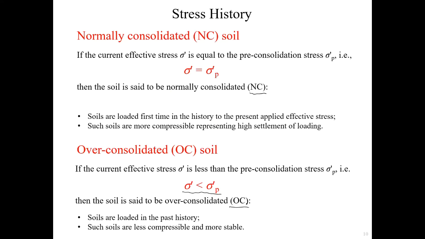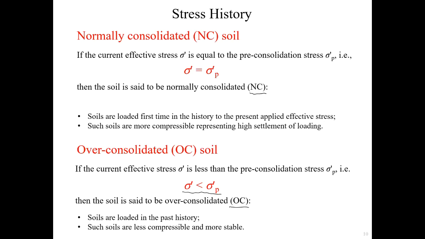This means the soils have already been loaded in the past, and those soils are less compressible and more stable, which means there is less settlement for over-consolidated soil. So in the field, what we need to do is try to create more over-consolidated soil, so later on, when you apply some load, there will be less settlement. If you construct any structures on top of normally consolidated soil, then it's more likely there will be more settlement.